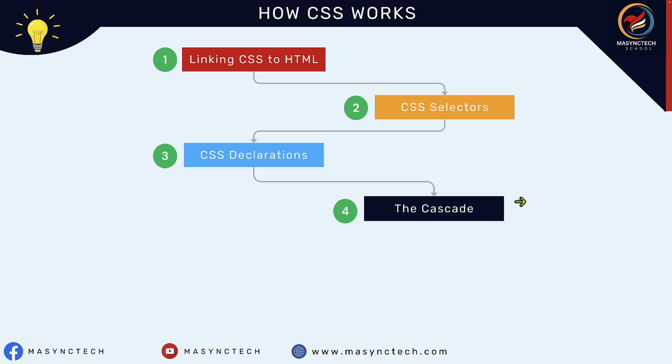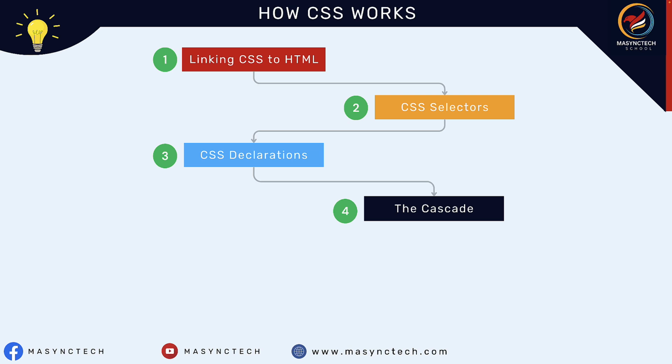Then after that, we have what is called the cascade. We will talk about cascading as well. But in a nutshell, cascade is one of the most important aspects of CSS. It means that when multiple styles are applied to the same element, the browser follows certain rules to determine which style takes precedence. But for now, don't worry about this if it looks confusing.